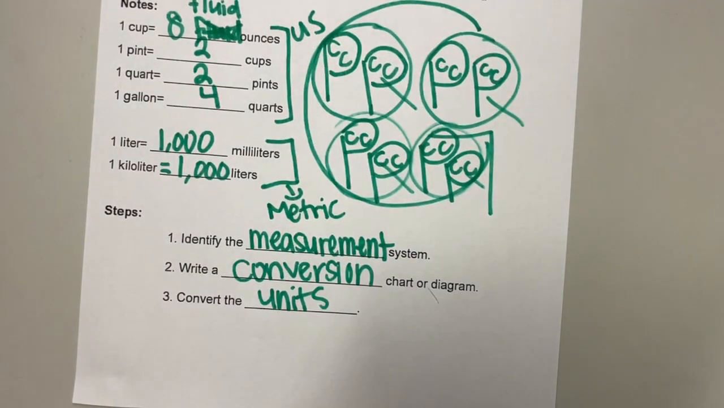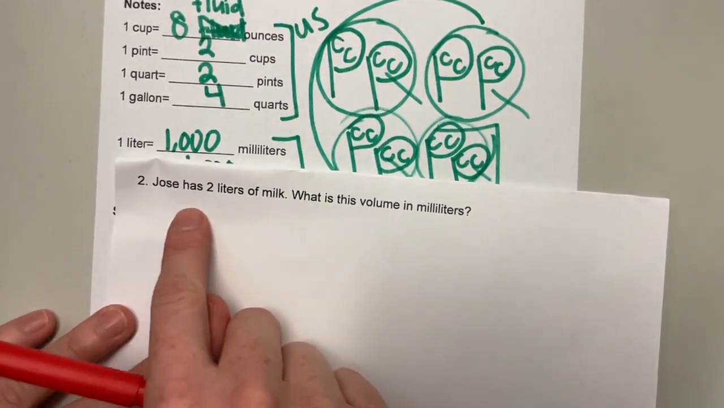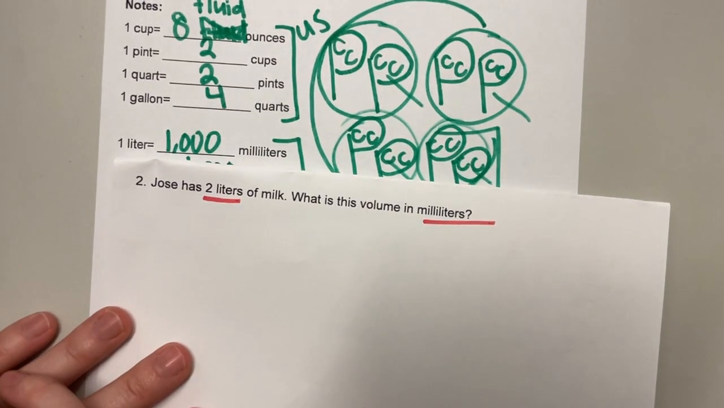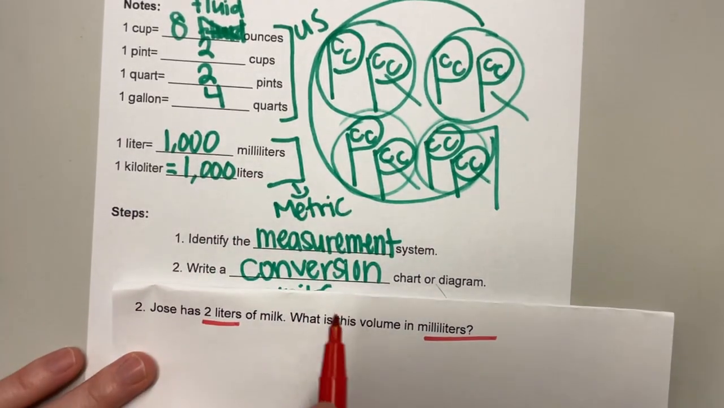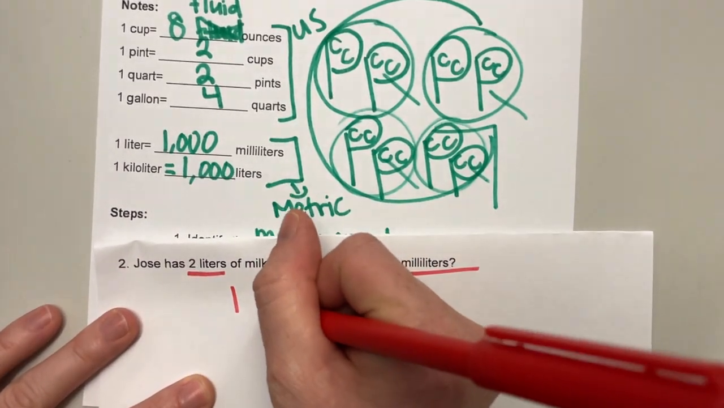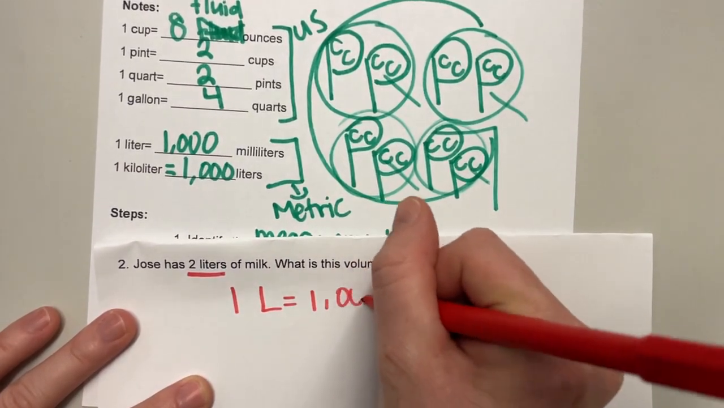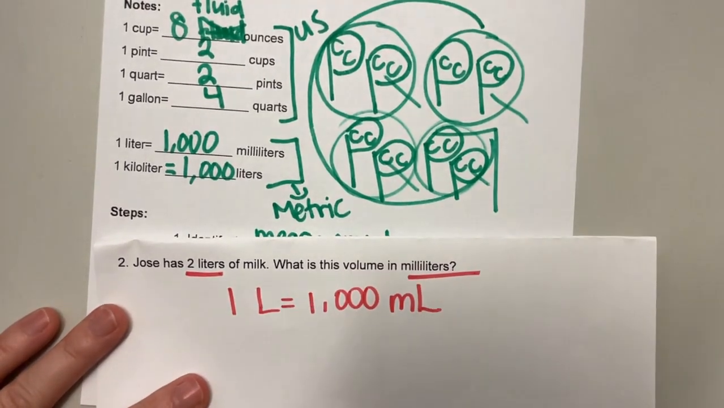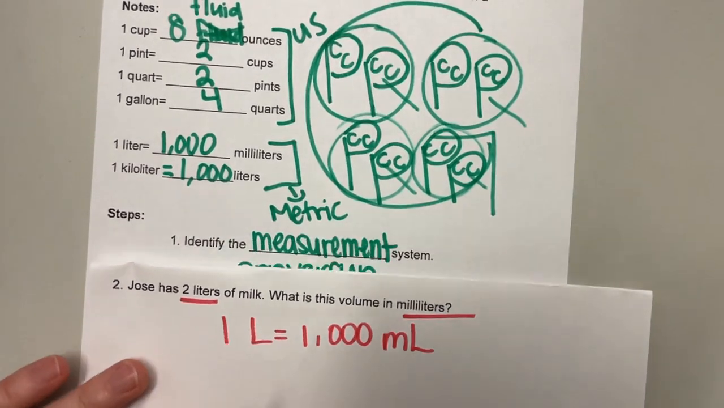Okay, number 2, I need to identify that measurement system. Jose has 2 liters of milk. What is the volume in milliliters? So I am using the metric system, so I need to use this conversion. So 1 liter equals 1,000 milliliters. And for some reason, when we abbreviate liters, we always capitalize that L.